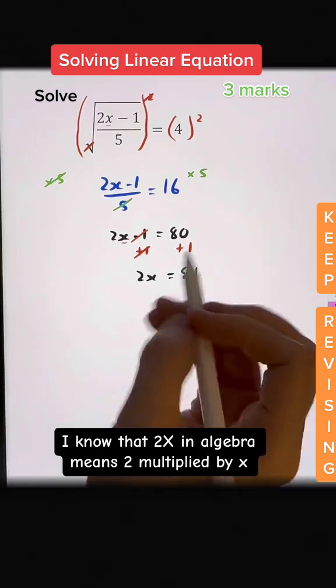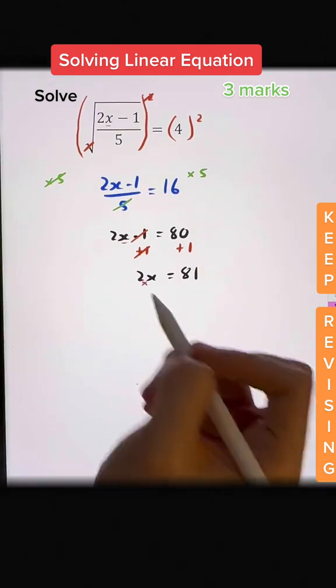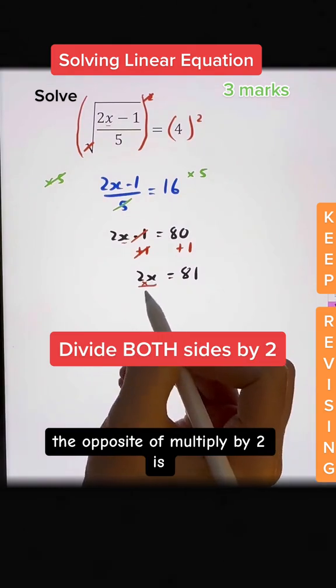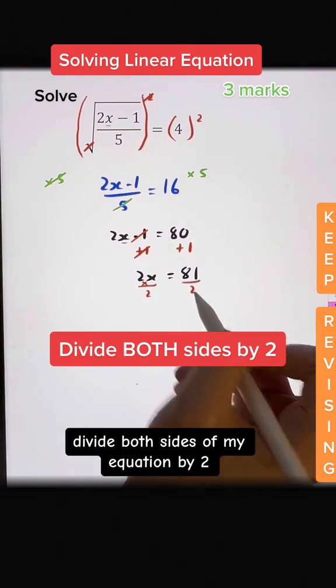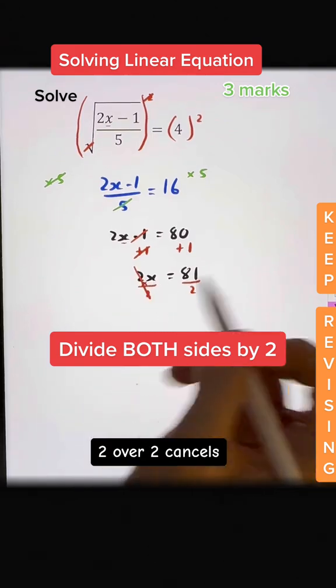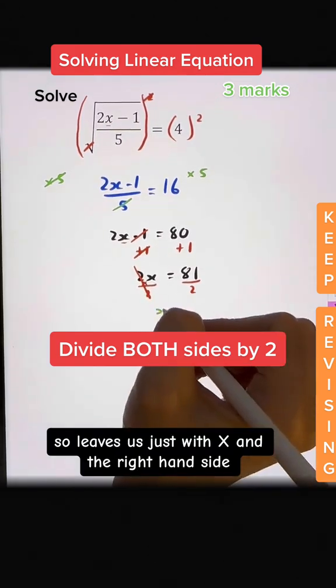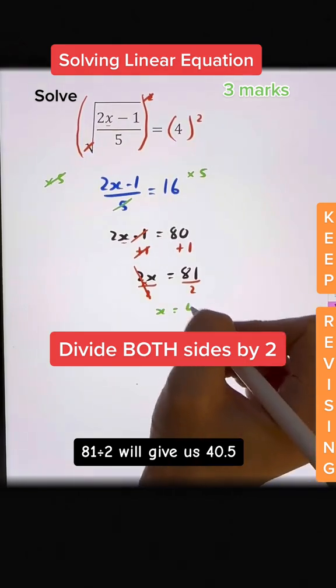I know that 2x in algebra means 2 multiplied by x. And as I want to get the value of x, the opposite of multiply by 2 is to divide both sides of my equation by 2. On the left-hand side, 2 over 2 will cancel to leave us just with x. And on the right-hand side, 81 divided by 2 will give us 40.5.